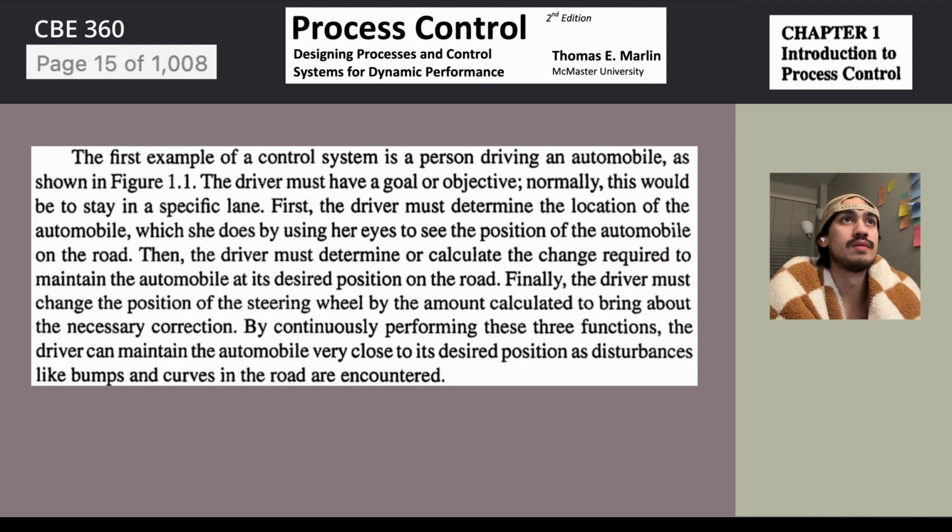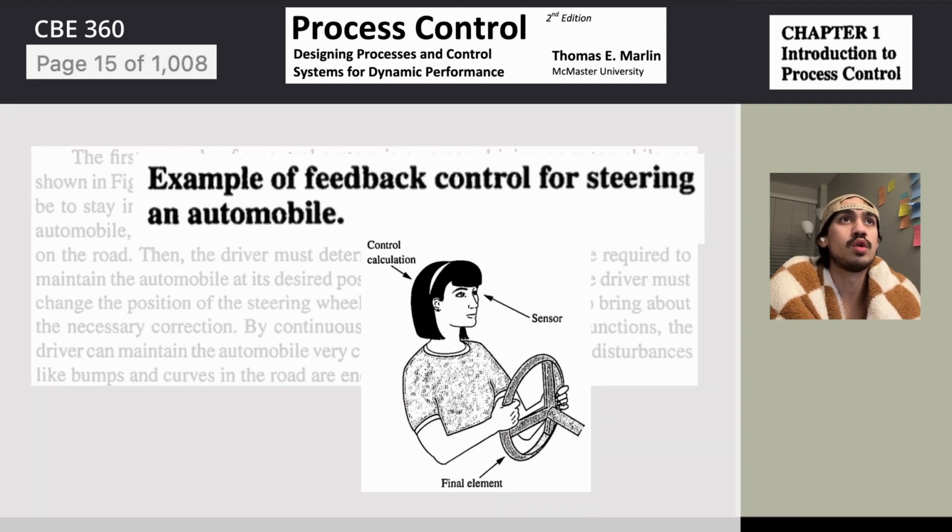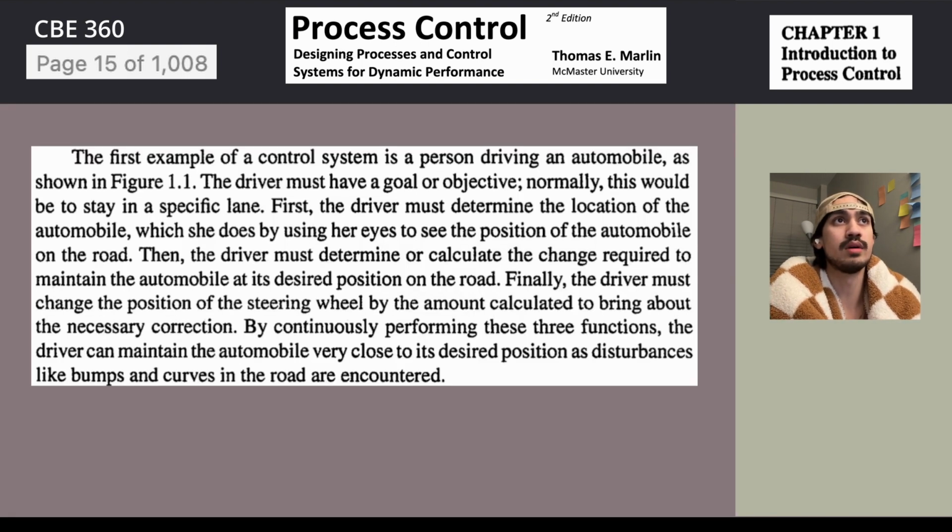The first example of a control system is a person driving an automobile, as shown in Figure 1.1. The driver must have a goal or objective. Normally, this would be to stay in a specific lane. First, the driver must determine the location of the automobile, which she does by using her eyes to see the position of the automobile on the road. Then, the driver must determine or calculate the change required to maintain the automobile at its desired position on the road. Finally, the driver must change the position of the steering wheel by the amount calculated to bring about the necessary correction. And by continuously performing these three functions, the driver can maintain the automobile very close to its desired position as disturbances like bumps and curves in the road are encountered.